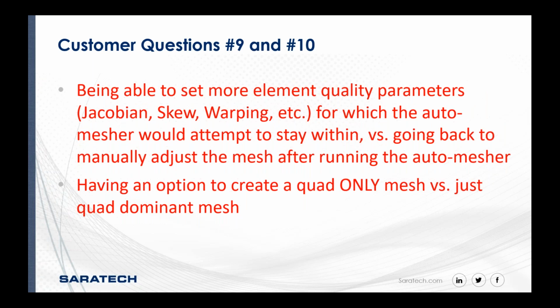Okay, so questions 9 and 10 go hand in hand, even though it may not sound like they're that alike, and I'm going to explain it on the next slide. Question 9 is about being able to set element quality parameters that the auto mesher would attempt to stay within, versus manually adjusting the mesh after running the auto mesher. And question 10 is about having an option to create a quad-only mesh versus just a quad-dominant mesh, which we have with our max quads option.